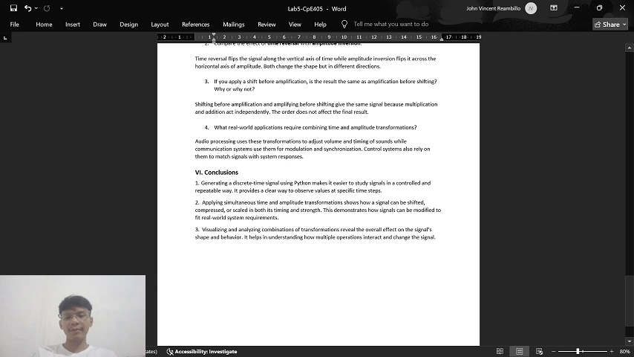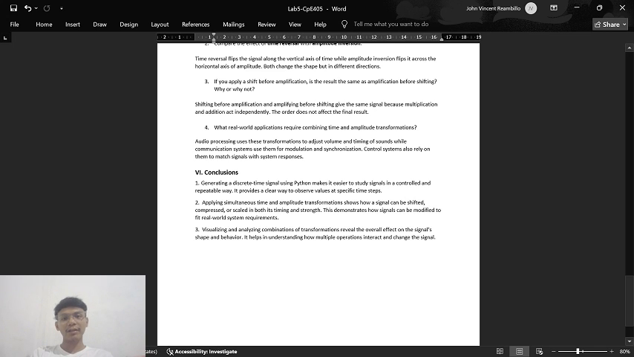In conclusion, this laboratory activity helped me understand how multiple signal transformations interact with each other. Using Python made it easier to visualize how each transformation affects the signal's appearance and properties. I learned that combining time and amplitude transformations can modify both how strong and how positioned a signal is.